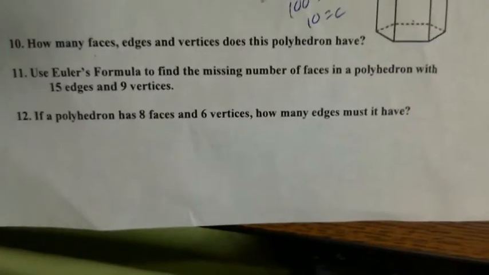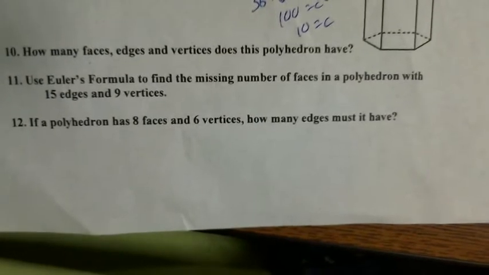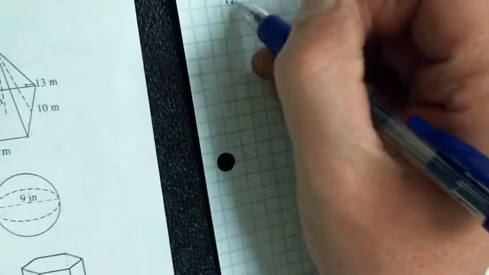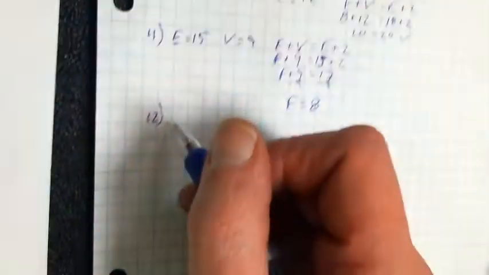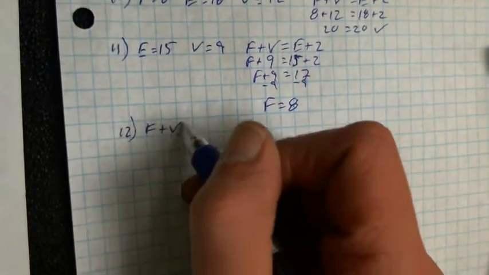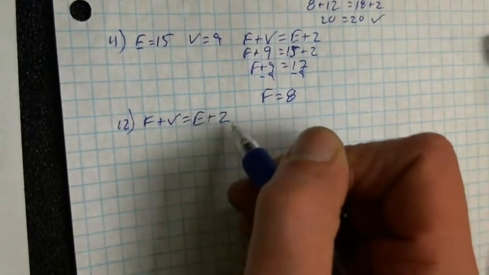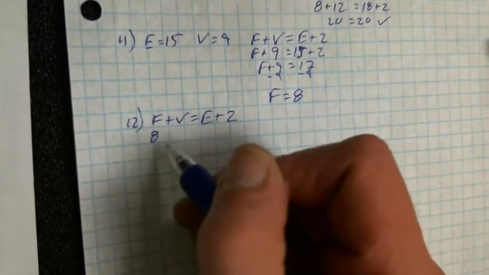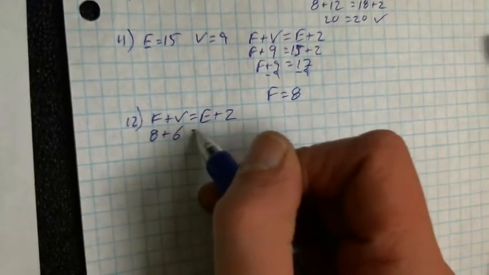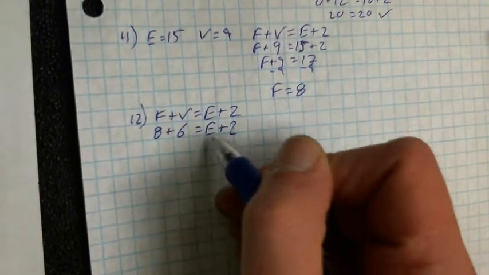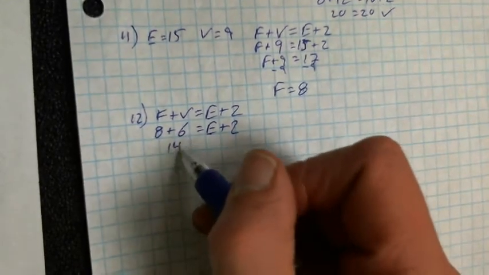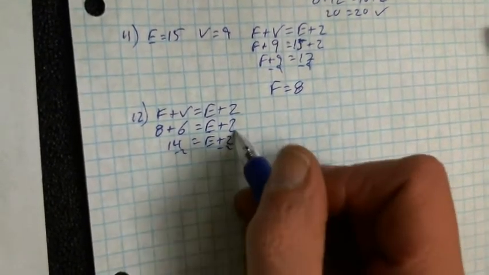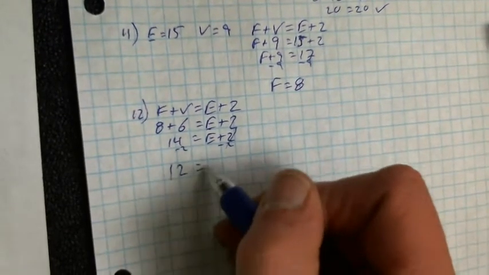A polyhedron has 8 faces and 6 vertices. How many edges does it have? So it's faces plus vertices equals edges plus 2. We said we had 8 faces. So that's 8 faces and 6 vertices. Asking how many edges. So 14 equals edges plus 2. Subtract 2 from both sides. Get 12 edges.